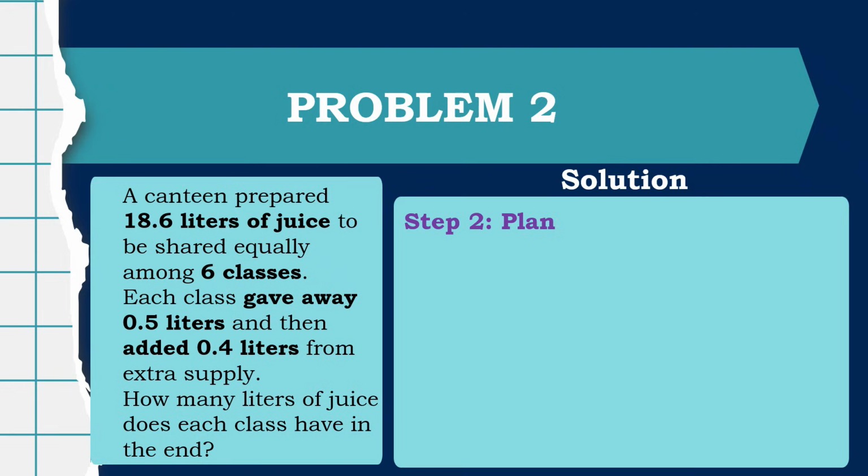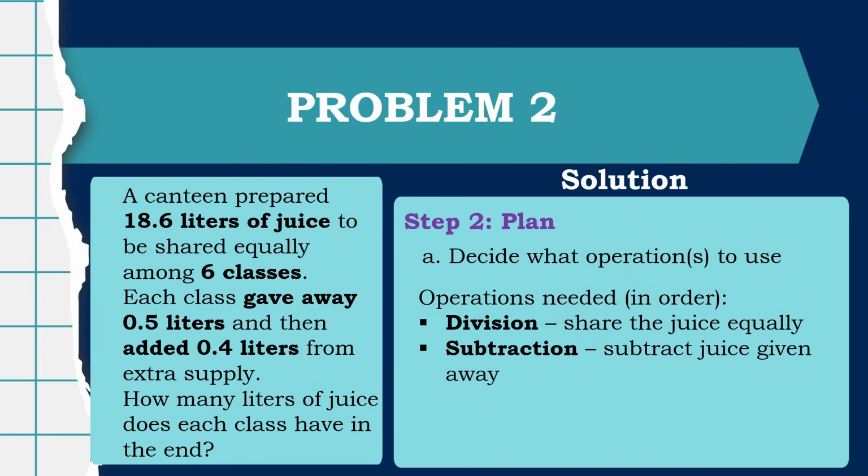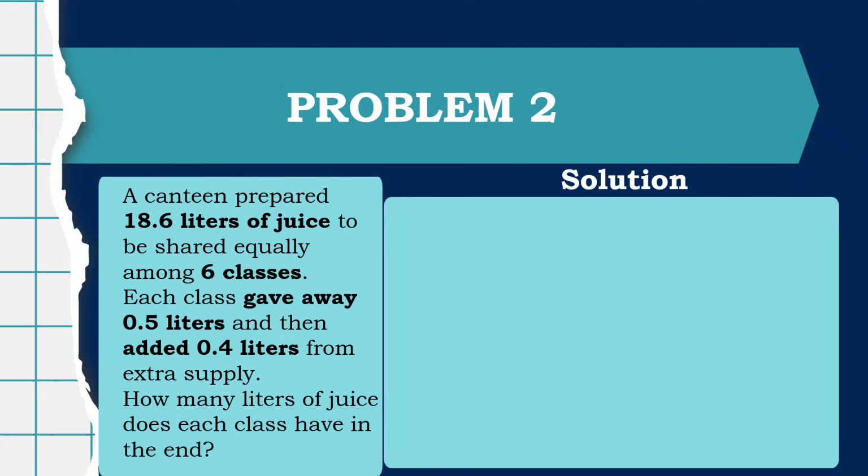Step 2, let's make a plan. Decide what operation or operations to use. So the operations needed in this problem are division, share the juice equally; subtraction, subtract juice given away; and addition, add extra juice. So let's put our plan into action.